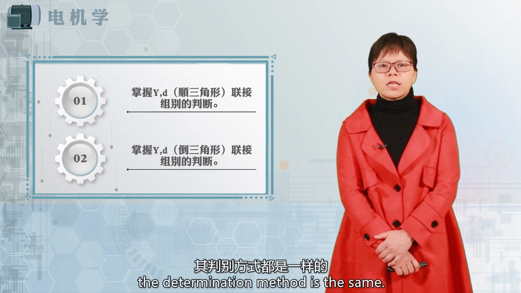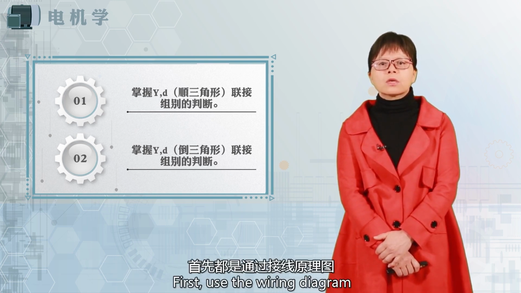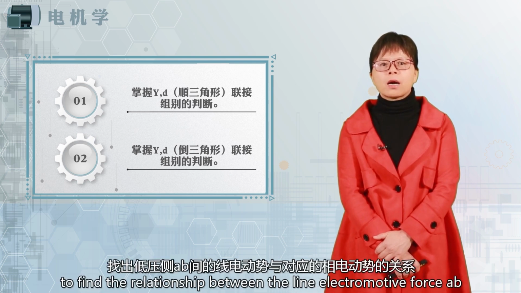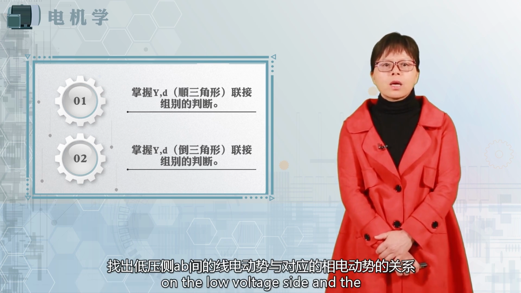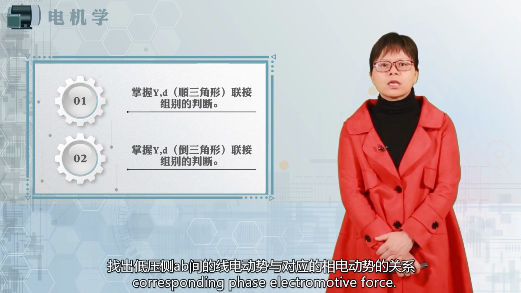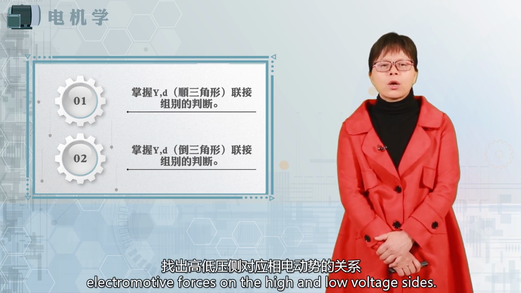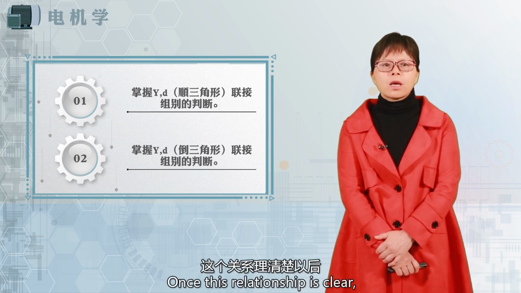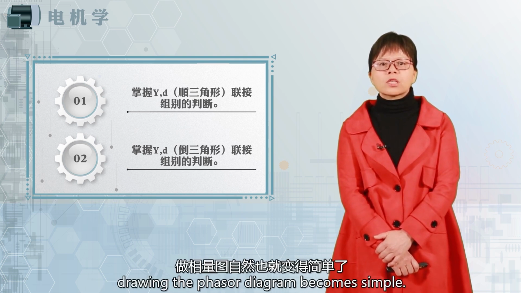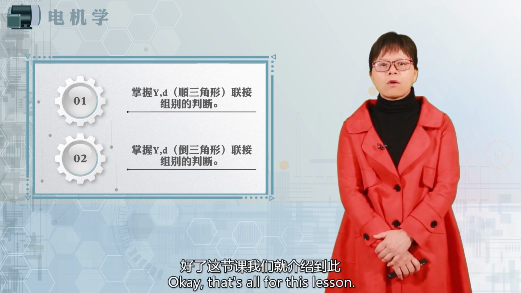The determination method is the same. First, use the wiring diagram to find the relationship between the line electromotive force AB on the low voltage side and their corresponding phase electromotive force. At the same time, find the relationship between the corresponding phase electromotive forces on the high and low voltage sides. Once this relationship is clear, drawing the phasor diagram becomes simple. Okay, that's all for this lesson.